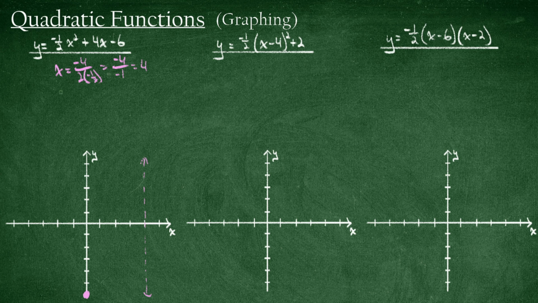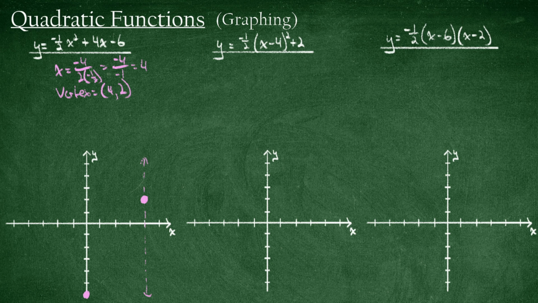All right, but anyways, now we can figure out the vertex of this thing. If I plug in 4, then what do I get? Well, 16 times negative 1/2 is negative 8. And then negative 8 plus 16 is positive 8. And then positive 8 minus 6 is going to be positive 2. So at 4, 2 is going to be our vertex. So 4 and then up 2.